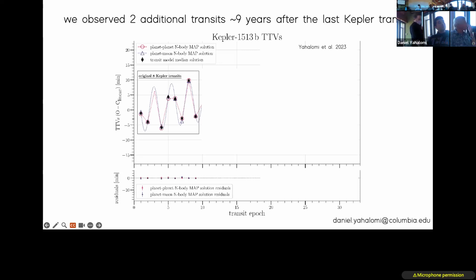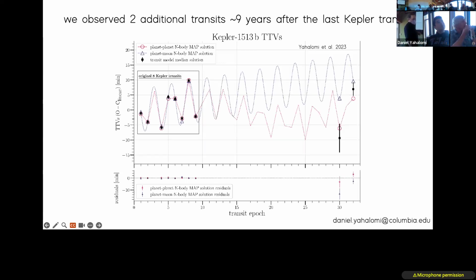What we were able to do is observe 2 additional transits 9 years later, both with TESS and with ground-based observations. When we add those data points to our figure, you see that especially this 30th transit right here, if we map out where the planet-moon model in blue predicts the TTV to be versus the planet, you can't reproduce this multiple periodic component.